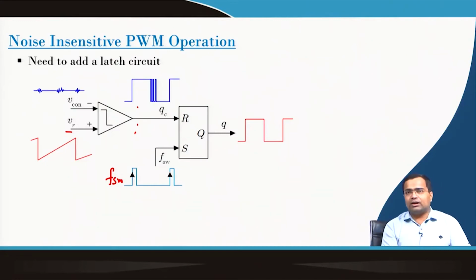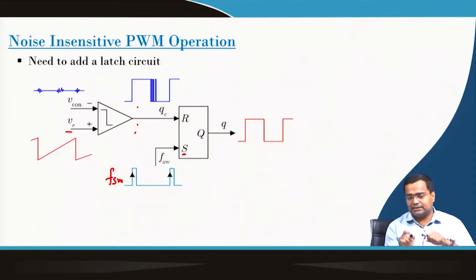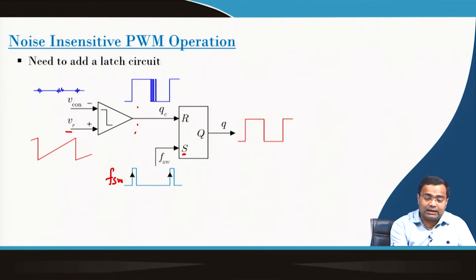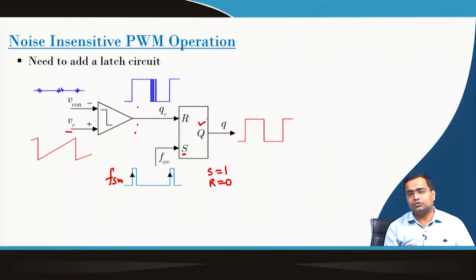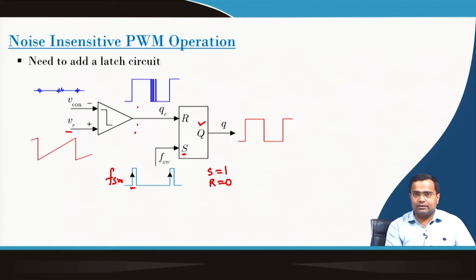And how does it work? Whenever the external clock rising edge has come, the set is set, provided that our reset is 0. So, when set is 1 and reset is 0, at that time the Q will be 1. So, the switch turns on, and we need to keep this at a very low width. But what I am showing here is a latch circuit, but typically you should use a flip flop circuit.